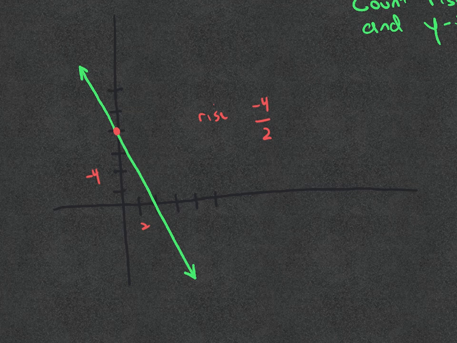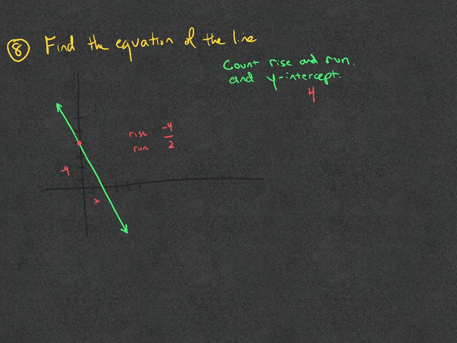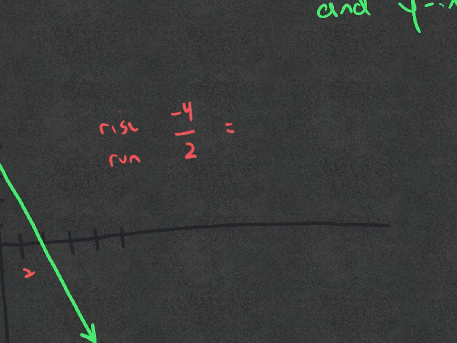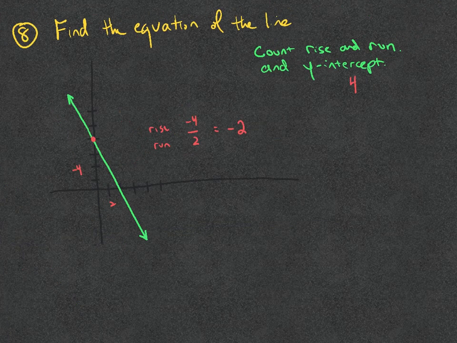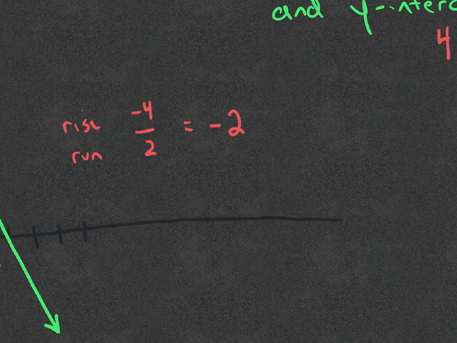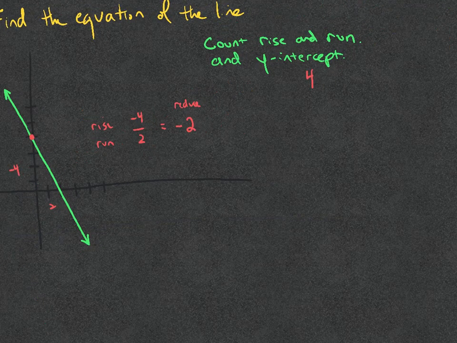So -4, 2. Rise, and then run. And then we already knew our y-intercept was 4. By the way, if your rise and your run can be reduced, so -4 over 2 does reduce to -2, you will want to reduce it. So y equals our slope in front of x plus our y-intercept, which is 4.